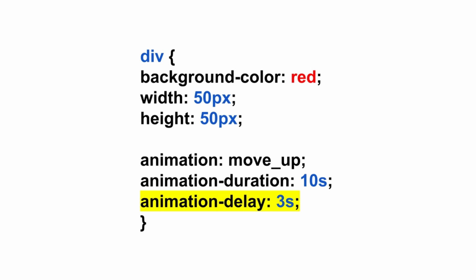Another property is the animation-delay property. It delays the animation by a number of seconds we choose. So if we want our animation to begin 3 seconds after the user has entered the website, we can write 3s. If we run this, we can see that we had a short delay.